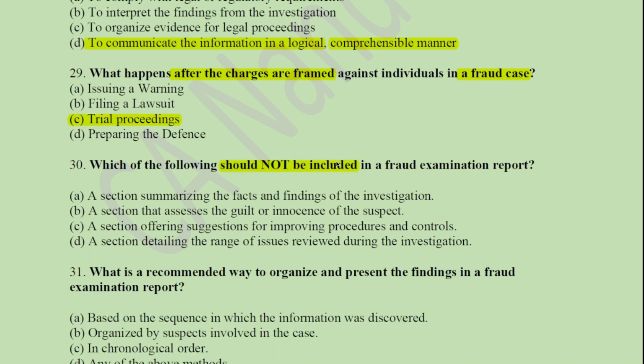Which of the following should not be included in a fraud examination report? A section summarizing the facts and findings of the investigation, yes it is. A section that assesses the guilt or innocence of the suspect, no, it is not. A section offering suggestions for improving procedures and controls, yes, it is. A section detailing the range of issues reviewed during the investigation, yes it is. So what should not be included? The answer should be B.